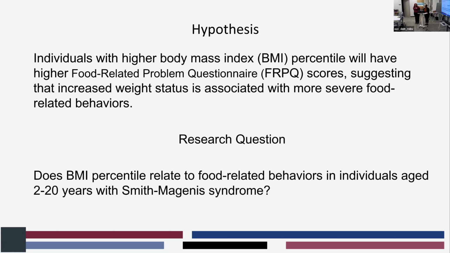So our research question was, does BMI percentile relate to food-related behaviors in individuals aged 2 to 20 years old with Smith-Magenis syndrome? Based on our previous observation of the food-seeking behaviors and weight challenges in SMS, we hypothesized that individuals with higher BMI values would also have higher scores on the food-related problems questionnaire, which is known as FRPQ. In other words, we expected that increased weight status will be associated with more severe food-related behavior problems.